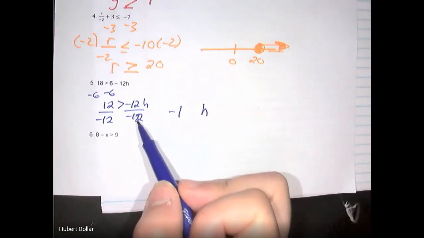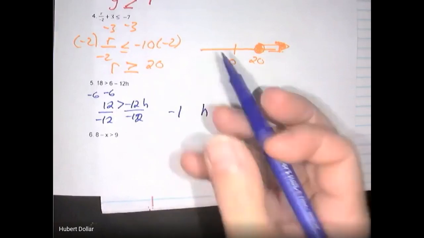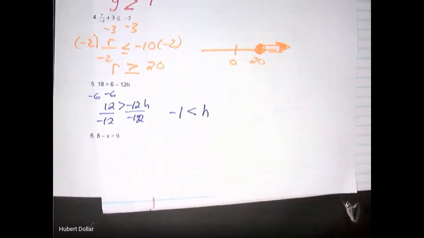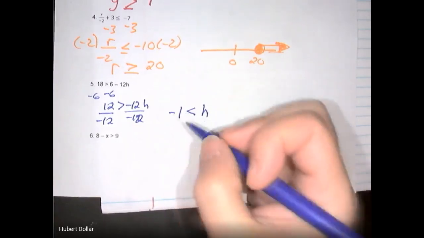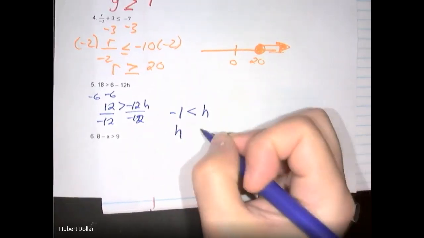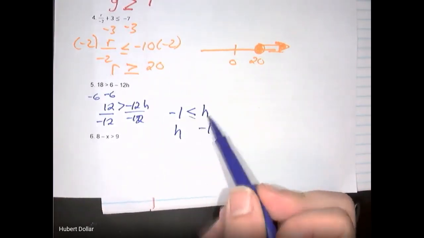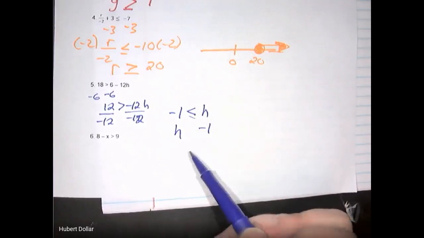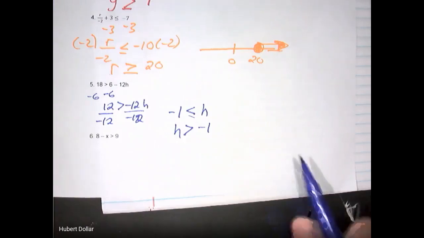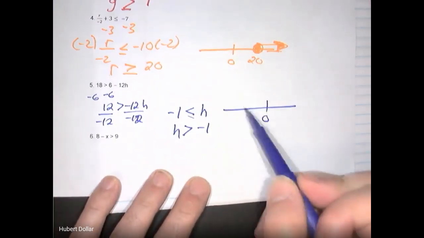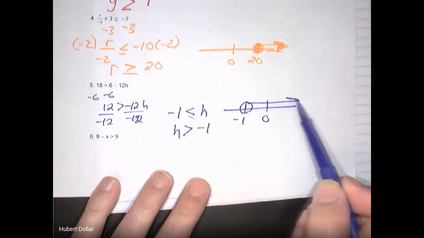Because the negative 12h became a positive h, and the positive 12 became a negative 1, the greater than has become a less than. Now, we have to have our variable on the left-hand side, so I'm going to put the h here and the negative 1 there. Now, if you can remember from elementary school, the alligator wants to eat the most. Now, h is the most, so the alligator still follows the h. So, negative 1 is to the left. We circle, we leave it open, we go to the right.